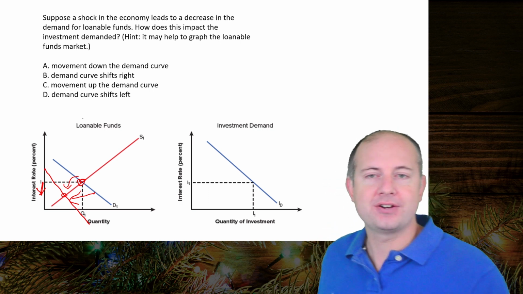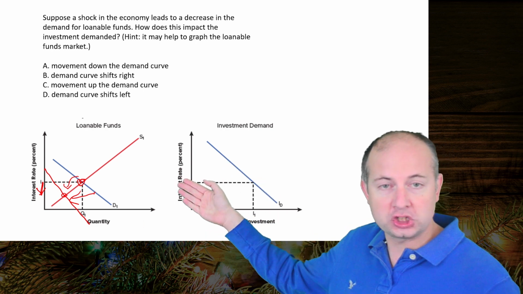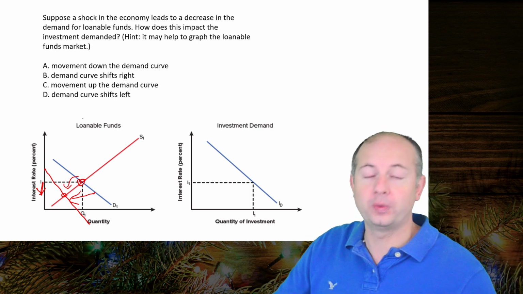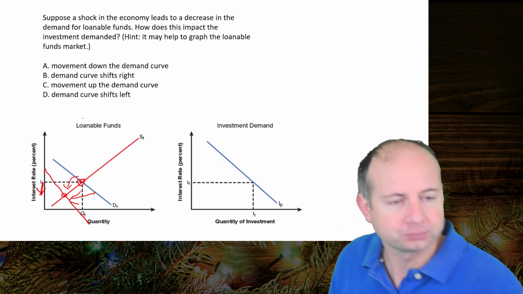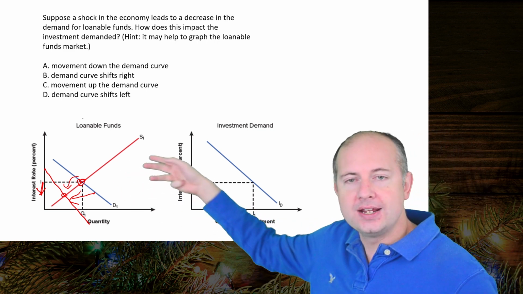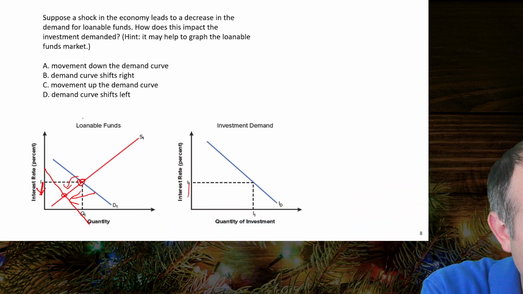Main thing to think about here is movement along the demand curve is what we get when price changes. Here, price is the interest rate. A shift of the demand curve occurs when something other than price changes. Price changing means we have a change in interest rate, which is exactly what happens here. So the interest rate decreased, which means we have movement down and to the right on the investment demand curve.